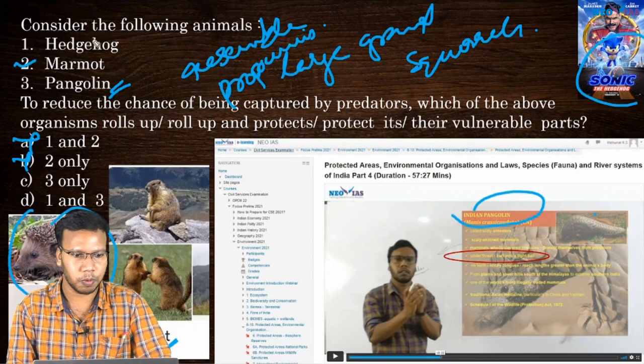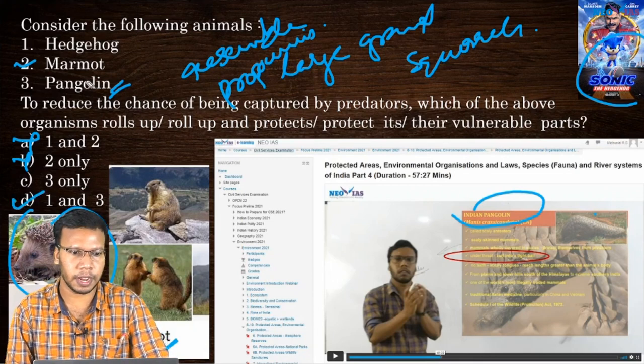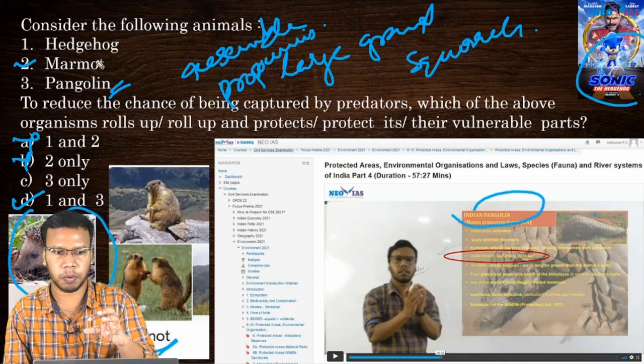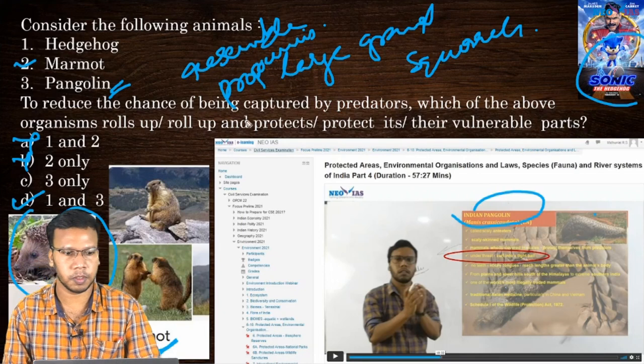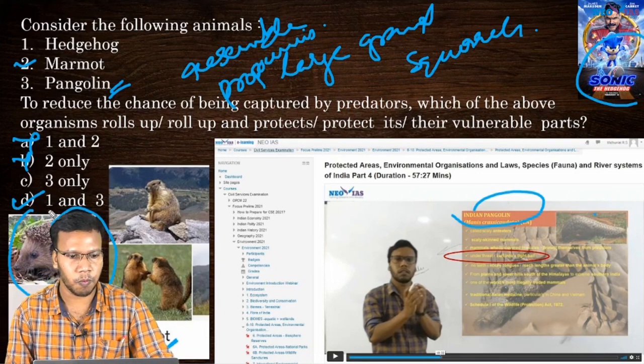So the answer for this will be D, 1 and 3. Okay, pangolin and hedgehog both will roll up to form a ball-like structure in order to escape from predators. So the answer is D, 1 and 3.